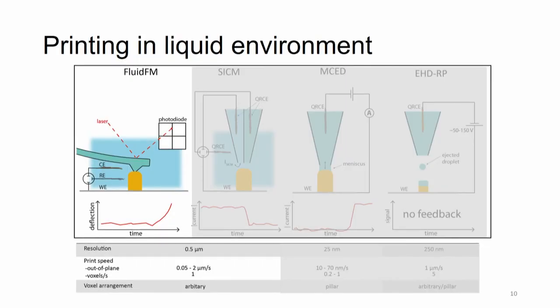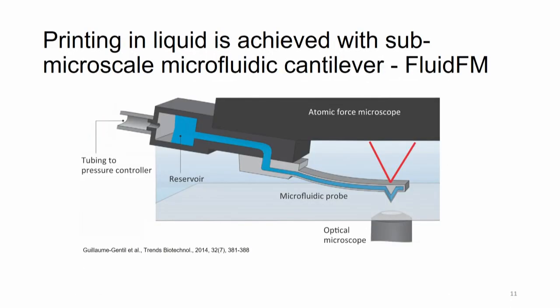So let's start with printing in liquid environments. For that, you can use a technology that is known as FluidFM. FluidFM is basically an AFM, so you still have the AFM laser feedback. You have an electrochemical cell where your substrate is a working electrode. You throw some other electrodes in the bath, and you have a cantilever that has a microchannel in it. So this is maybe a little bit better schematic representation.